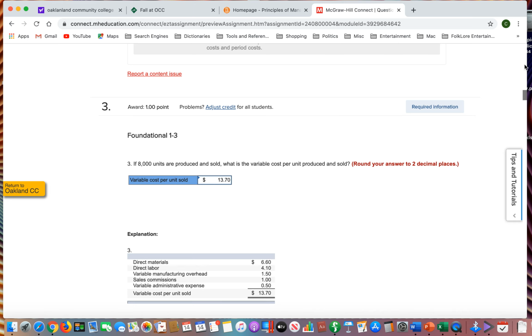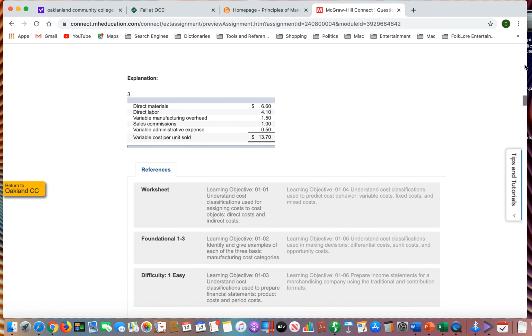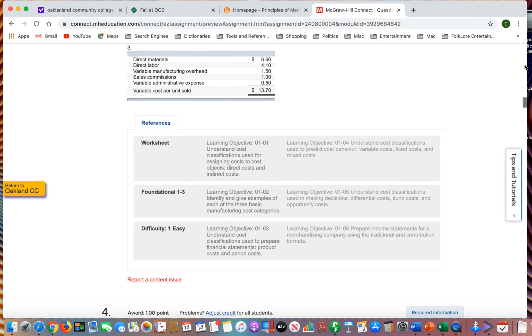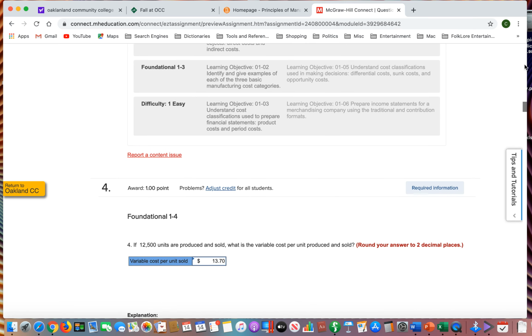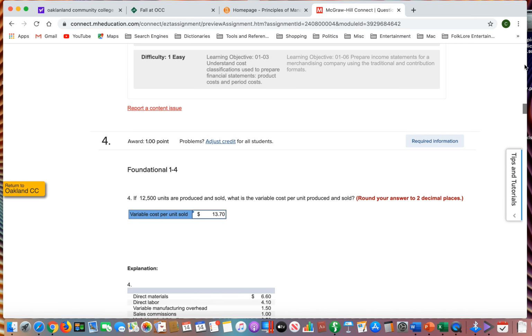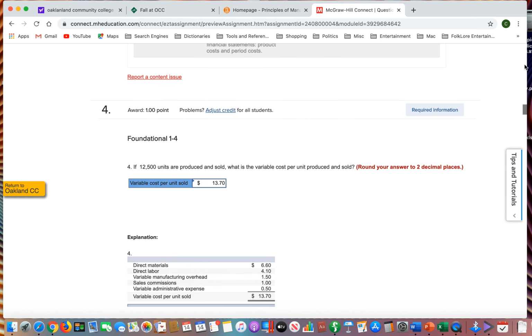It remains the same, as I explained when I gave the lecture on the Chapter 1 PowerPoint slide. So it's 1370, basically. It does not change. If 12,500 units are produced and sold, what's the variable cost per unit? Same thing. There's still 1370. Again, folks, variable cost per unit does not change with the level of production. Only total variable cost goes up and down, but the variable cost per unit stays the same.